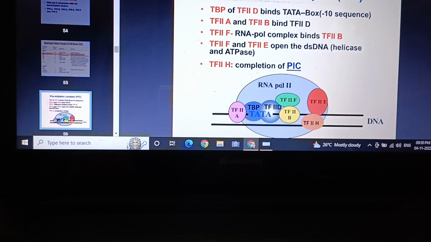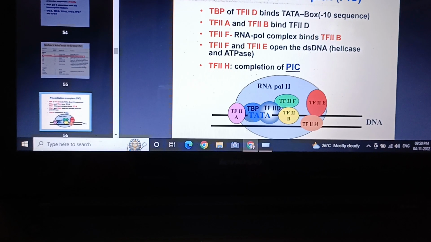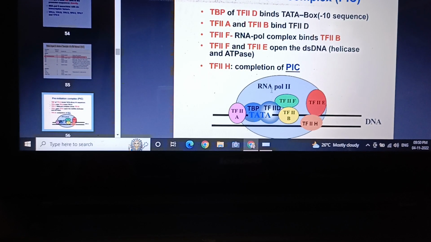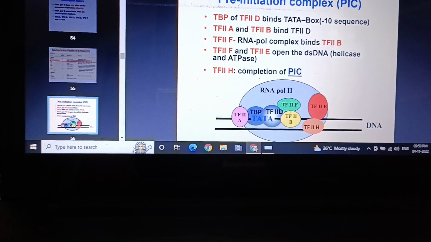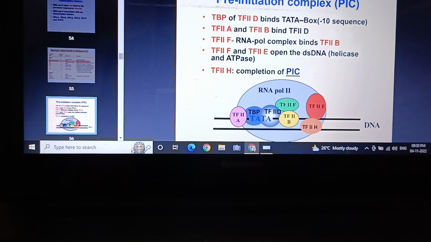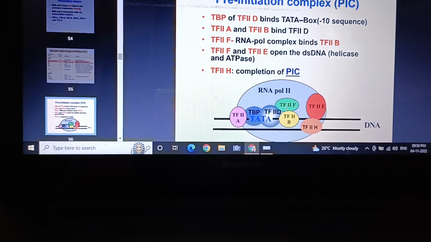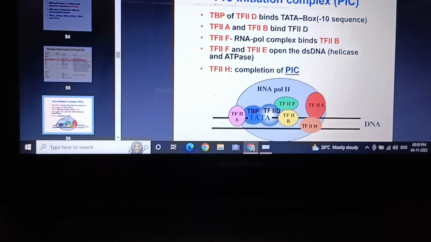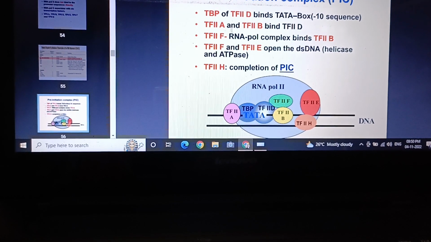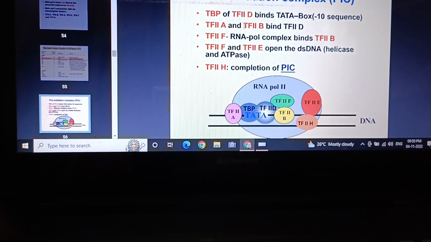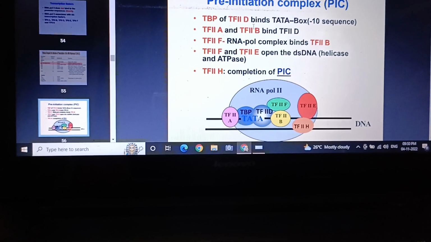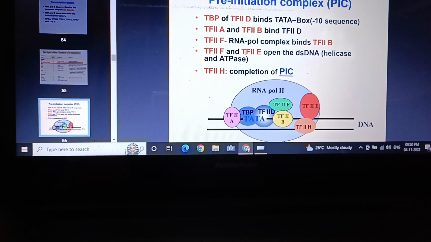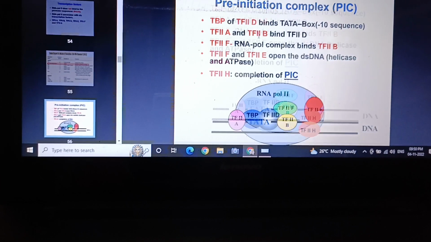See what things are present in the pre-initiation complex: your RNA polymerase 2, TATA box binding protein, and all the transcription factor subunits. So this is the pre-initiation complex, and this is the mechanism showing which transcription factor comes first and which comes next. Based on that only, they will explain.